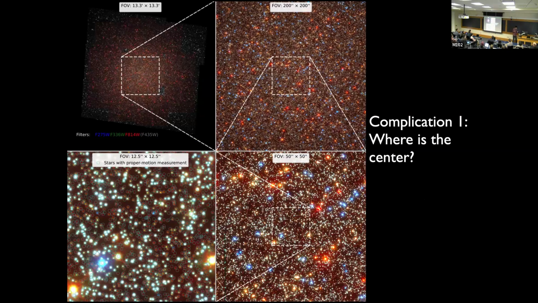And that is a significant complication because, of course, you want to be able to put a model at a specific point. You want to say, okay, the black hole is at the center. What does that mean for the kinematics? And that was one of the main reasons the two different papers used two different centers that were offset by 10 arc seconds from each other.